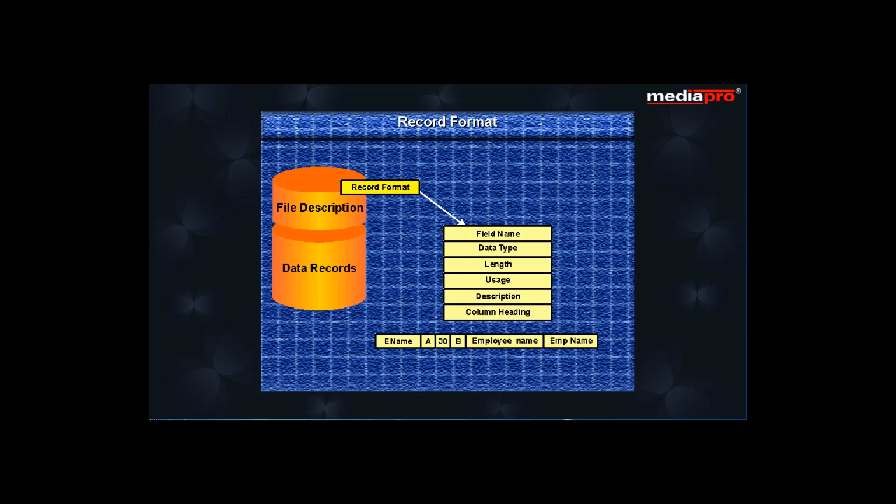For example, here we are describing a field ename that is of type alphanumeric with a maximum length of 30 characters to which you can both read as well as write data. We have included a description, employee name, and a column heading, emp name.